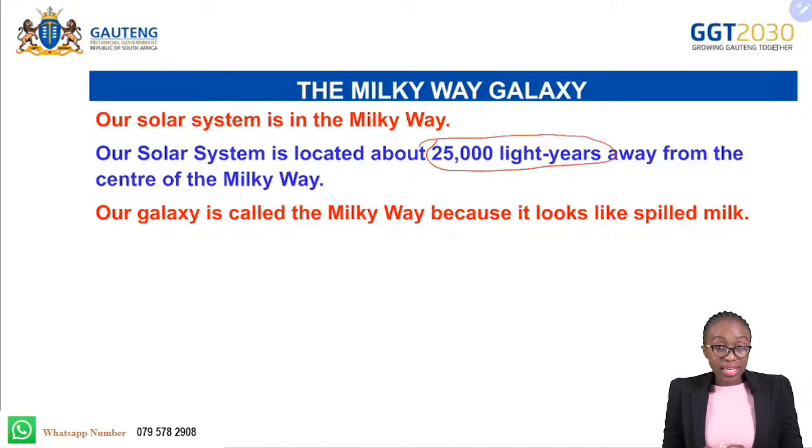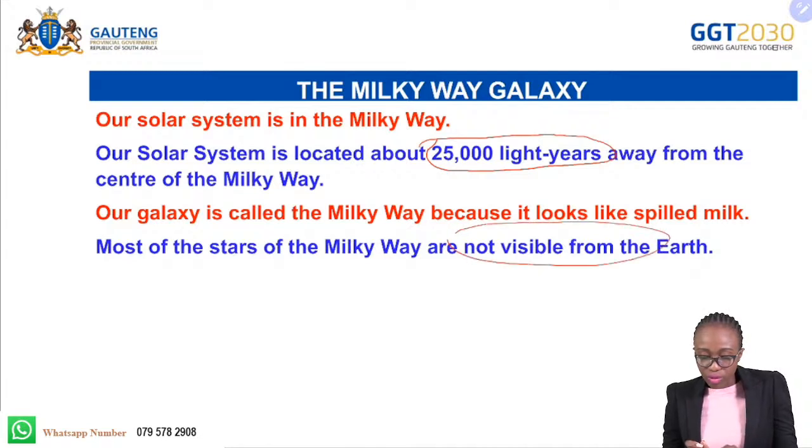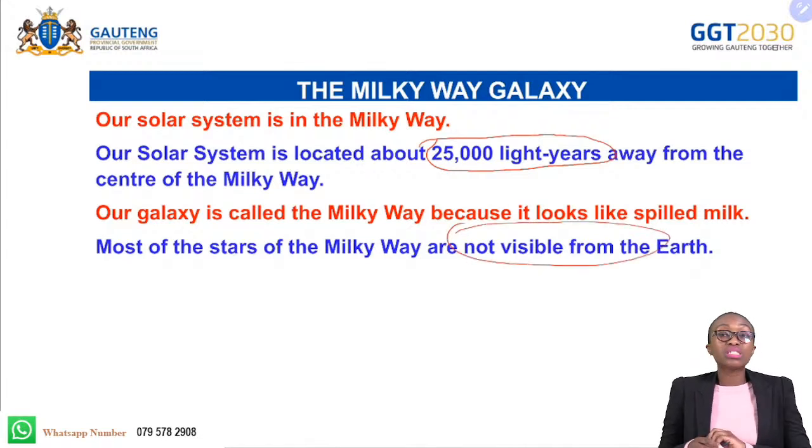Our galaxy is called the Milky Way because it looks like spilled milk, and most of the stars of the Milky Way are not visible from the Earth. This means that beyond our solar system, there are other stars that are not visible to us from Earth because they are so far, far away from us.